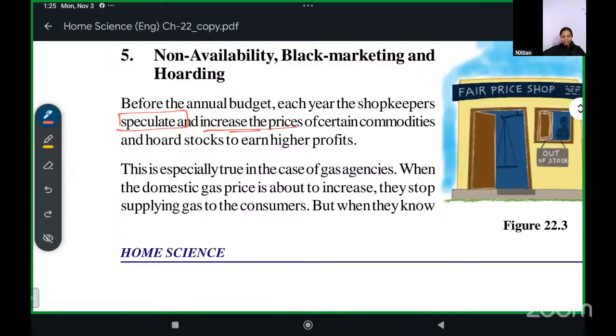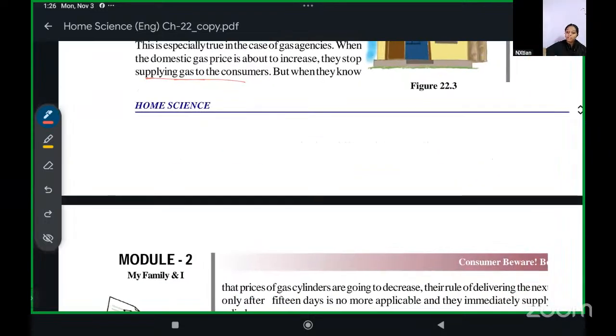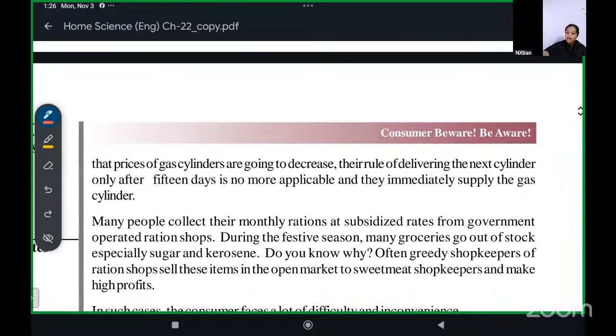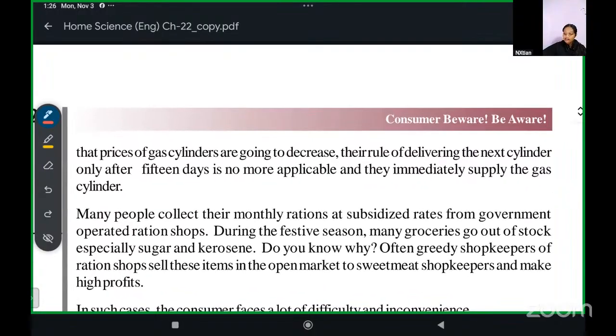When the domestic gas price is about to increase, they stop supplying gas to the consumers. That means when they know the domestic gas price is about to increase, for some time they stop supplying gas to the consumer. But when they know that prices of gas cylinders are going to decrease, their rule of delivering the next cylinder only after 15 days is no longer applicable, and they immediately supply the gas cylinder. So this is about the gas agencies which do this.